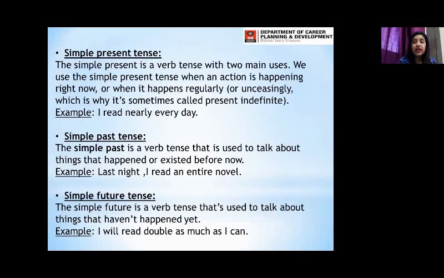Like for example, I read novels every day. So this is a habit that I have. So this is told in the simple present tense form.